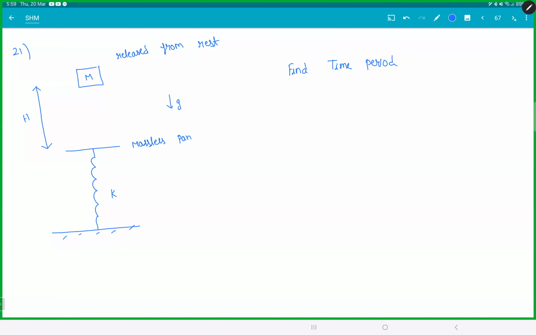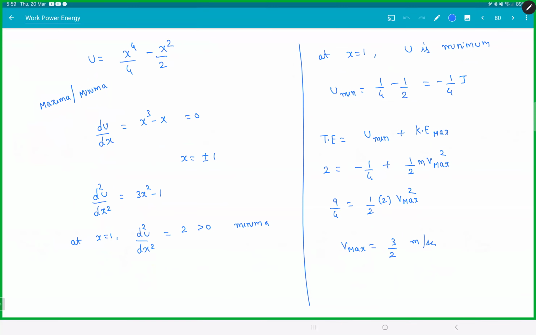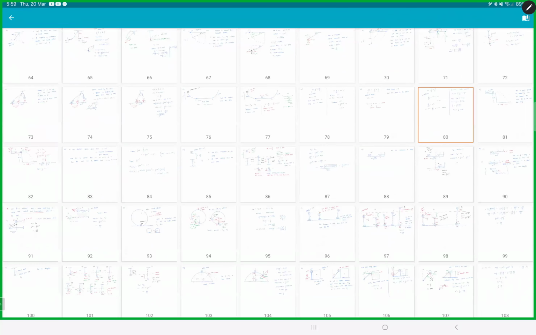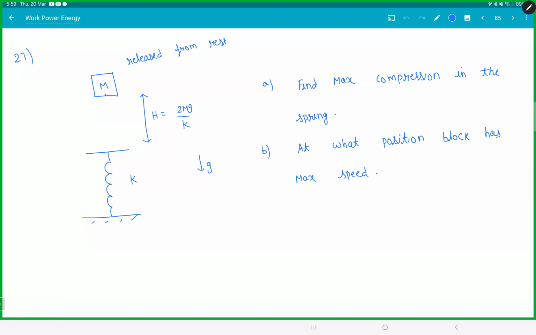And do you remember seeing this anywhere else? Anyone remember seeing this problem? Where? Remember this? Question 27, work power energy. Find the maximum compression in the spring.